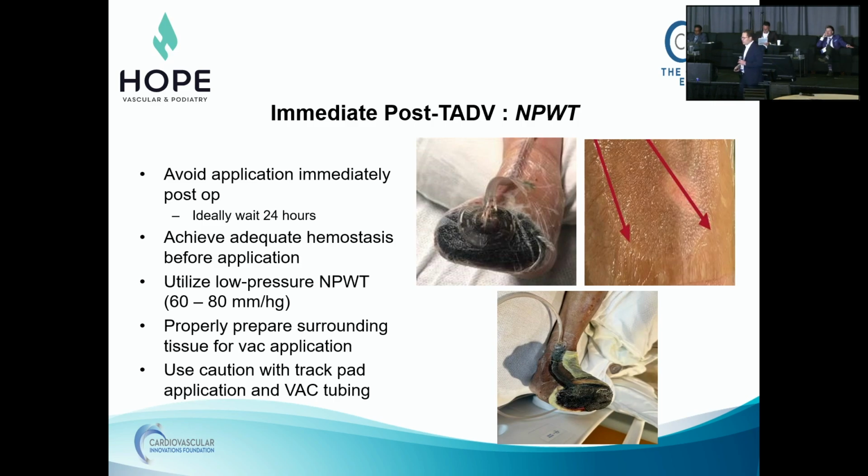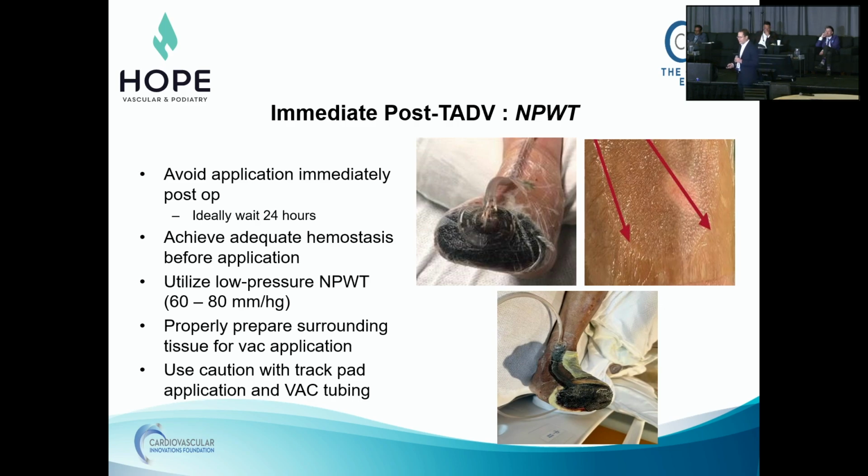You want to make sure you're achieving adequate hemostasis. Contraindication, obviously, to apply negative pressure to a bleeding wound. In this particular population of patients, the pressure settings are set lower than the norm. Generally, 60 to 80 millimeters of mercury is what's indicated for these patient populations, and the reason for that is that you risk occlusion at the distal aspects of those little venules that have formed post the TADV patient.